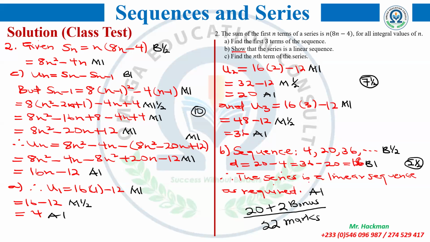So the series is a linear sequence as required. This is very important, your conclusion here. Therefore, the series is a linear sequence. I will use this to draw my conclusion and attach as required because I was asked to show.